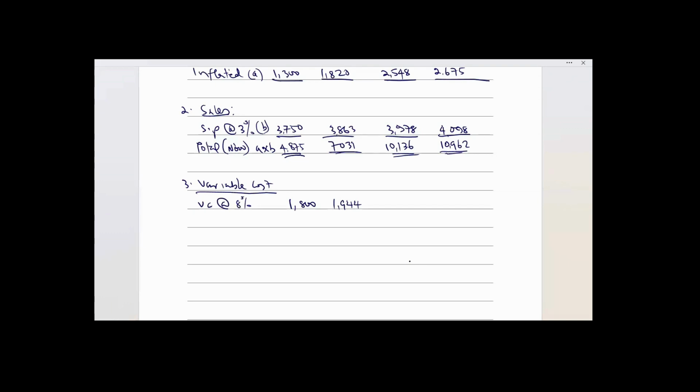2267? The third year is 2449? Let me do it again. Let me see what I have in the calculator.